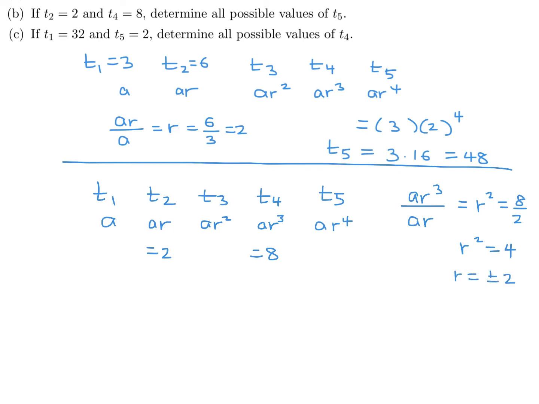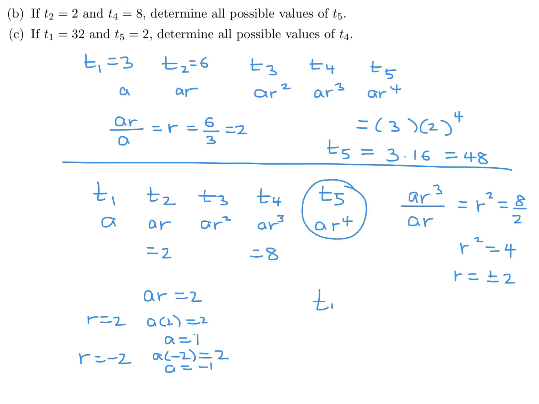So now we can figure out, what do they want us to figure out? T5. Okay, so obviously I will need to figure out the value of A. Well, from here, A times R is equal to 2. So if R is equal to 2, that means we have A times 2 is 2, so that means A is 1. If R is negative 2, then we have A times negative 2 is 2, and therefore A is negative 1. So now we can figure out our values of T5.